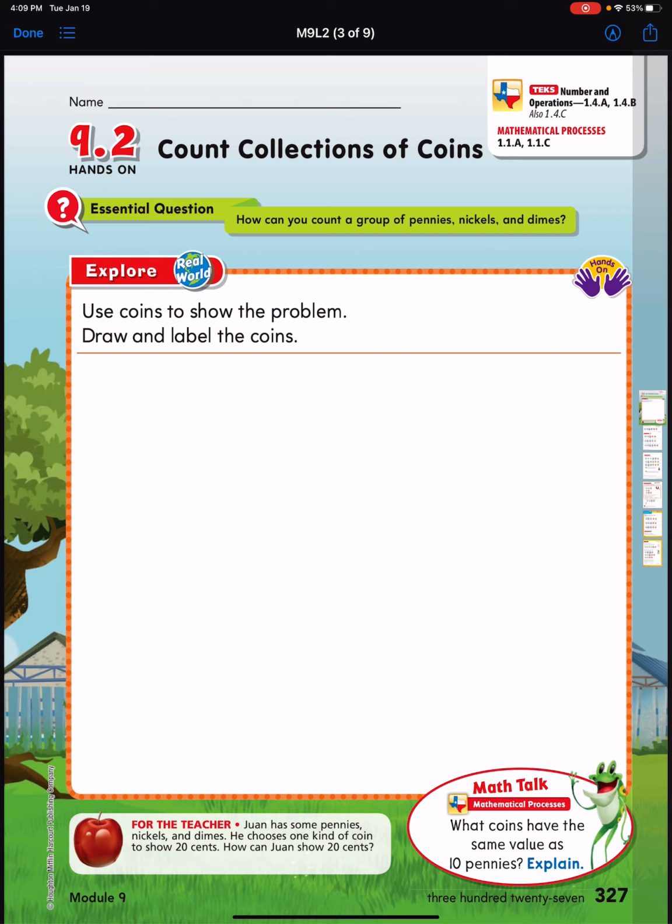My problem down here at the bottom tells me Juan has some pennies, nickels, and dimes. He chooses one kind of coin to show 20 cents. How can Juan show 20 cents? So first I'm going to start with pennies. We'll choose pennies to show 20 cents.